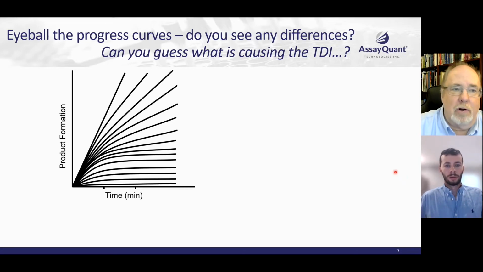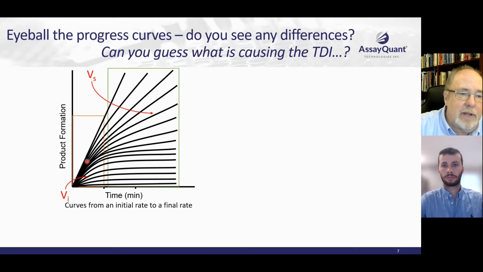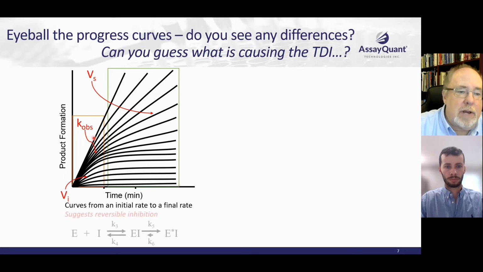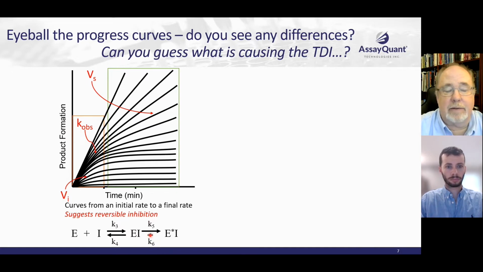If you eyeball the curves and there's an initial rate that looks like this, and then there's a final rate that looks like this, that is more often than not a reversible but slow off rate inhibitor. And you can use this rate constant, which describes how quickly it takes to get from this rate to that rate, to estimate the off rate. And I'll get to that in a second.